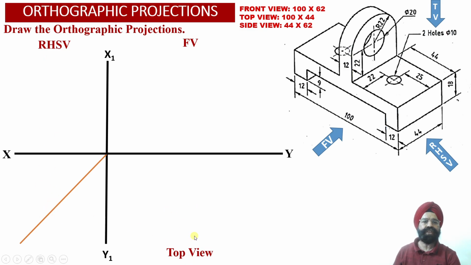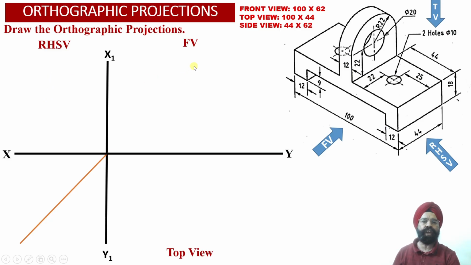Since we are required to obtain the orthographic projections of the solid in first angle projection, the front view orthographic projection will be obtained above the XY reference line, the top view orthographic projection will be obtained below the XY reference line, and the right hand side view orthographic projection of the solid will be obtained on the left hand side of the front view projection, above the XY reference line.